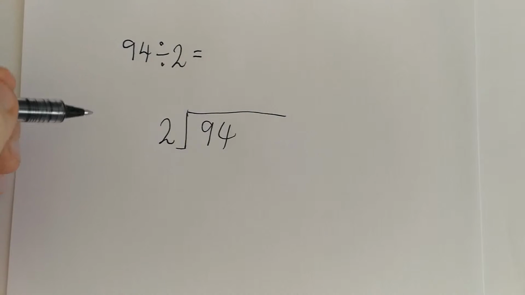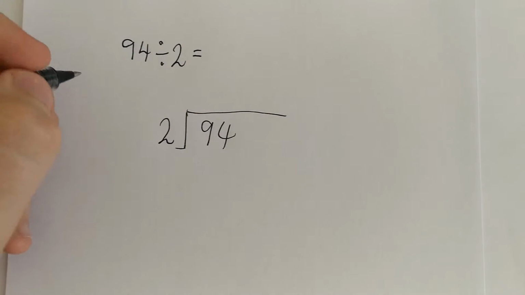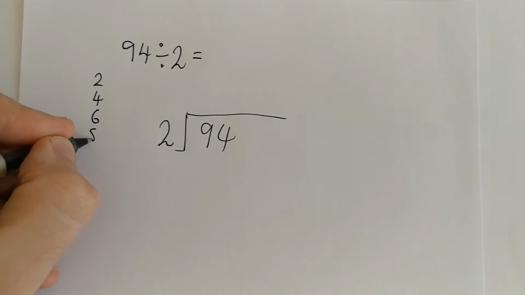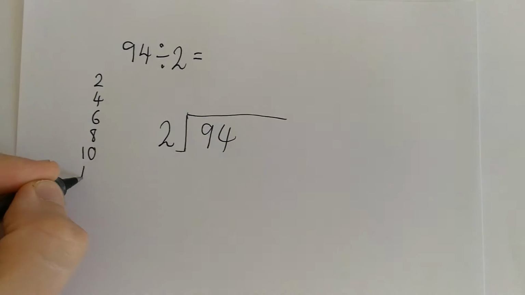And the important thing with our divisions actually is to know our times tables. I'm going to write out our 2 times table because it's nice and quick and easy. It's the reason why I've done this for my first example.